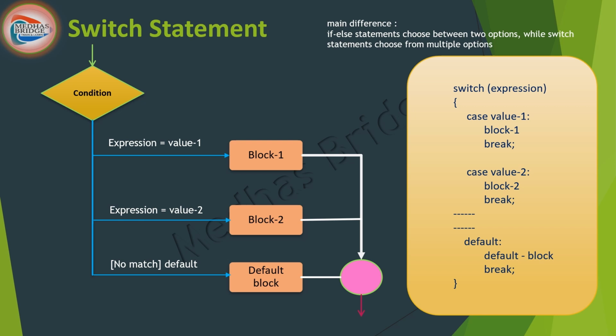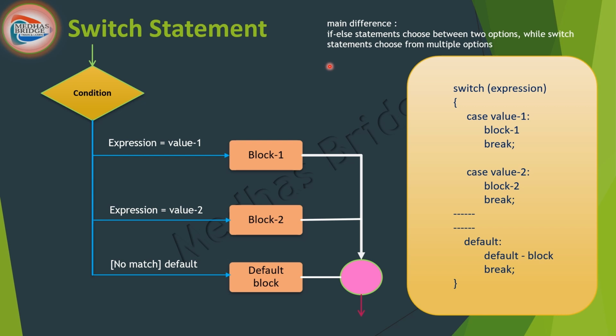One more branching statement is called the switch statement. This is very important and very widely used. It is almost similar to the if else statement, but there is a difference. The main difference is that an if else statement chooses between two options, greater than, less than, and so on. Now with a switch statement, you can choose from multiple options. That's the beauty of the switch statement.